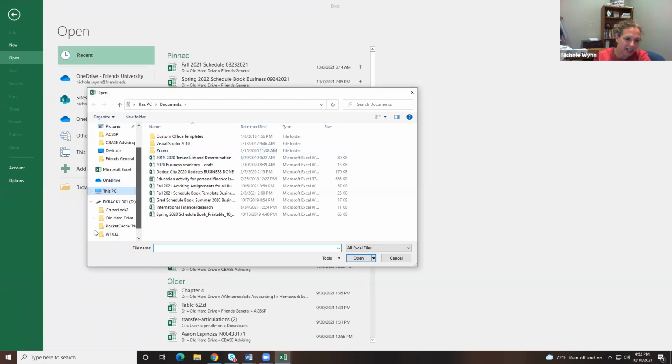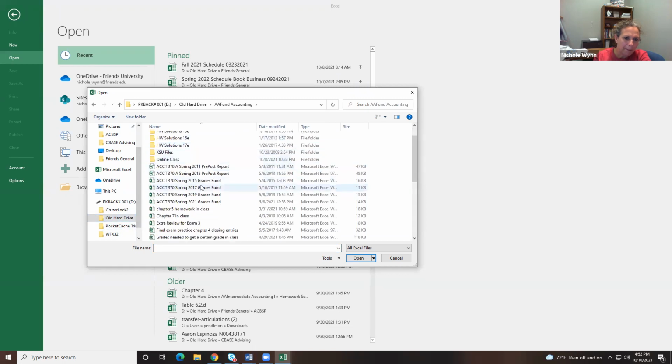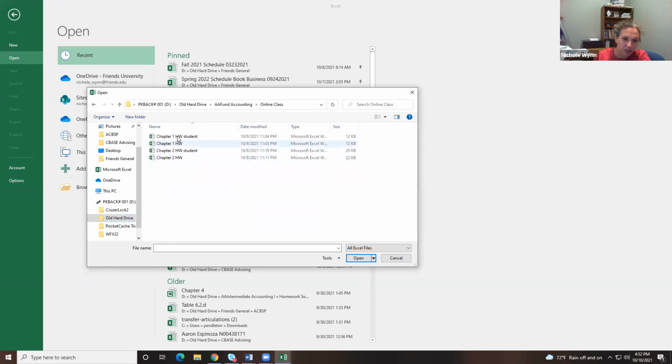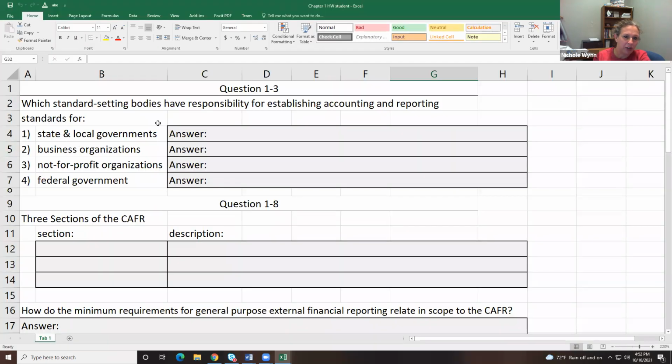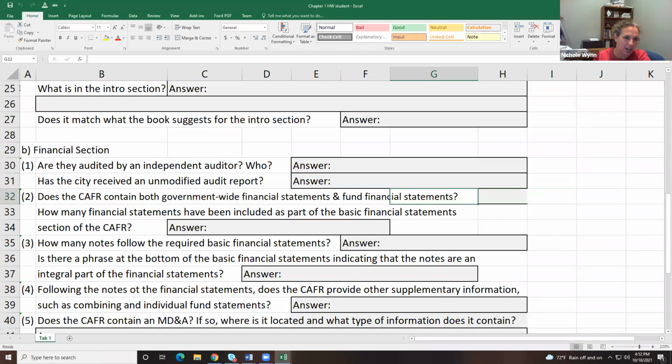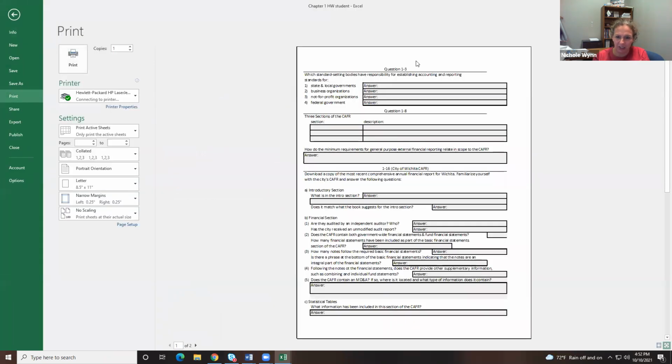Out in Moodle, you guys can see the chapter 1 homework. I basically have the homework all right here. It's just one page, and this is the whole homework from chapter 1. You're going to say what the standard setting body is for these different groups, whether they use FASB, GASB, whatever, the 3 sections of the CAFR, and then what's in there. You can get that from the notes.